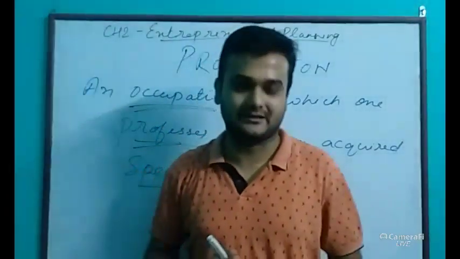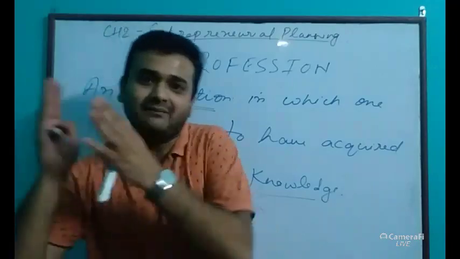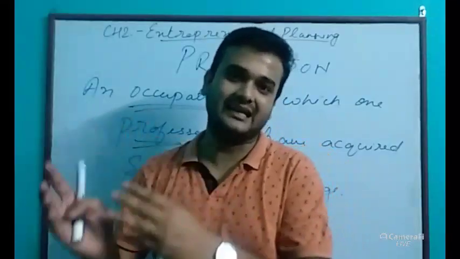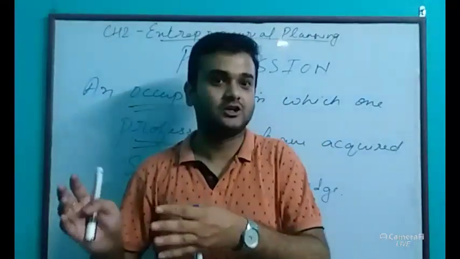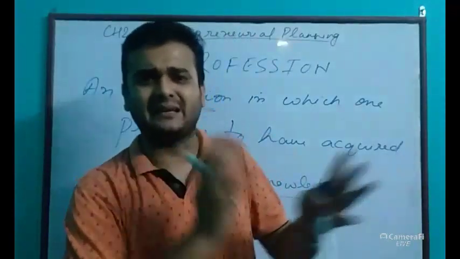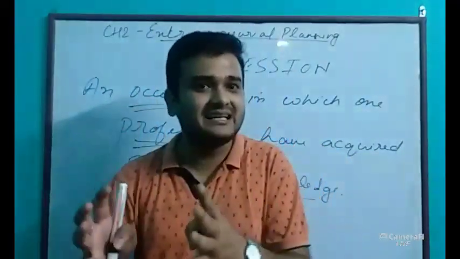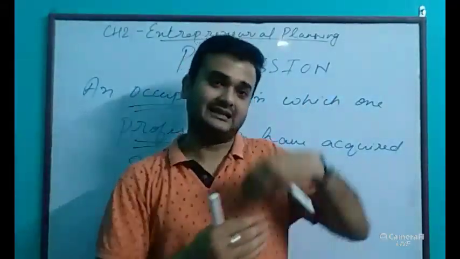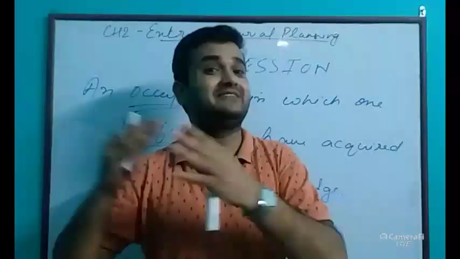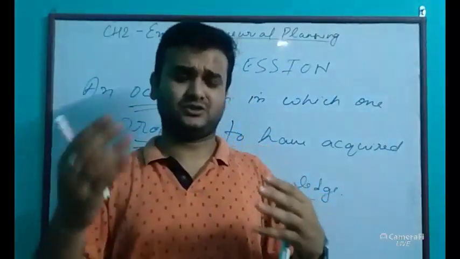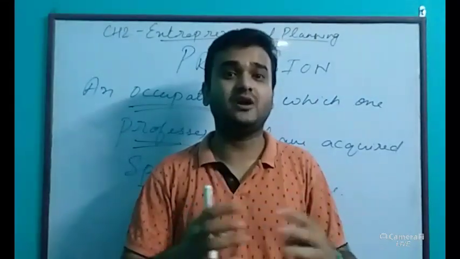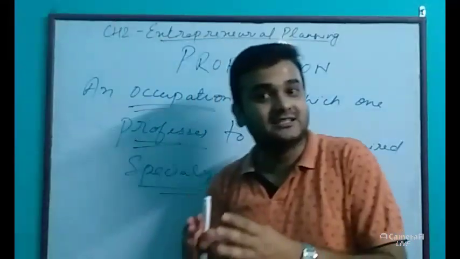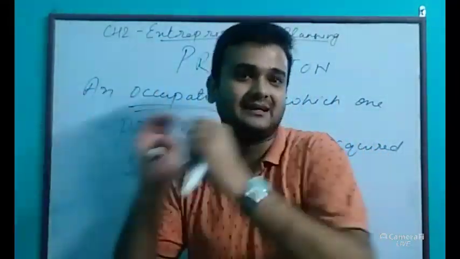Let's take an example, the lawyer. To become a lawyer, there is a certain degree, like LLB, LLM. Another example is doctor. To become a doctor, you have to go through MBBS, then MD, then FRCS. There are many other degrees for becoming a doctor. Like teachers. For becoming a teacher, you have to go through B.Ed. And for becoming a professor, you have to qualify NET, PhD. So profession is all about where you have to acquire a certain degree of knowledge to become that professional.